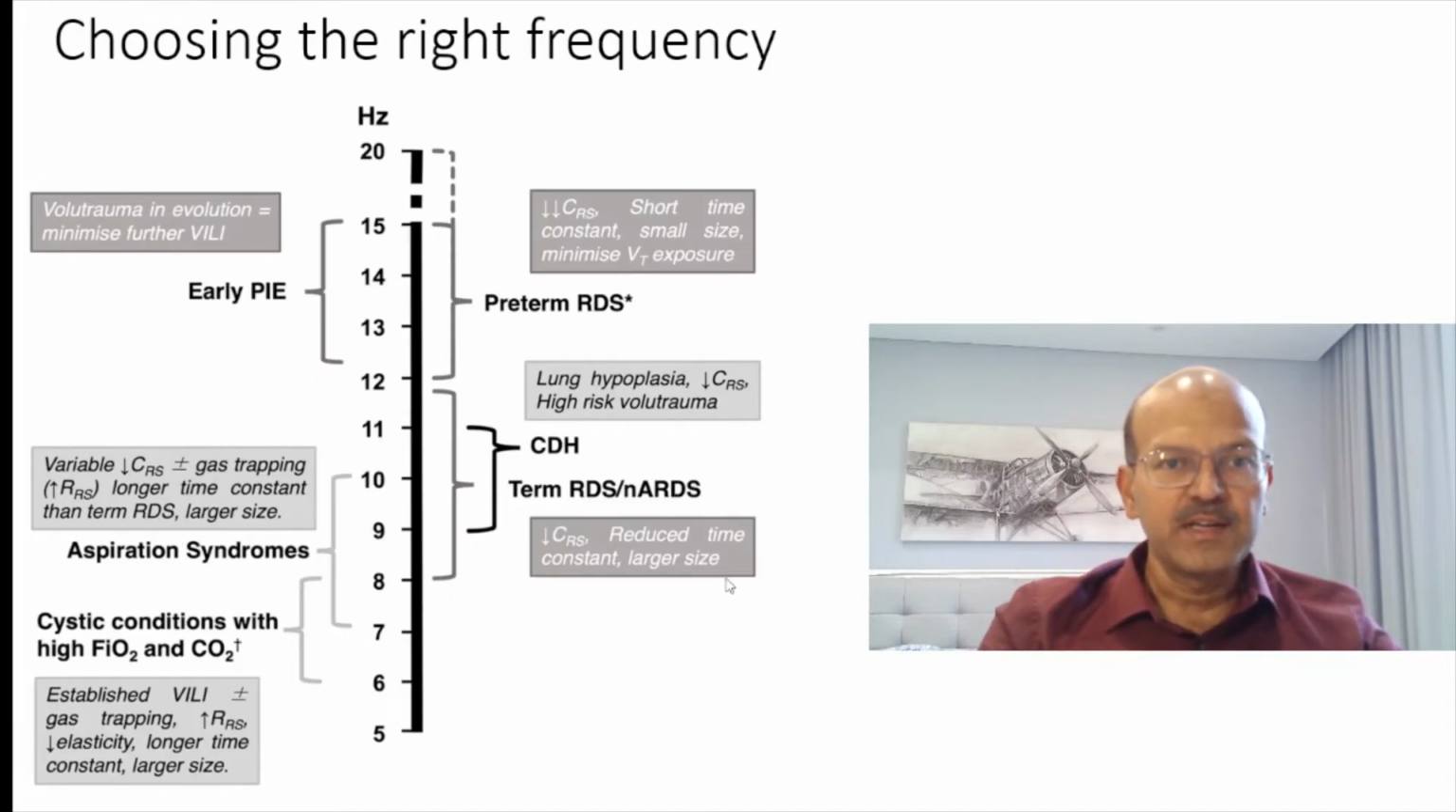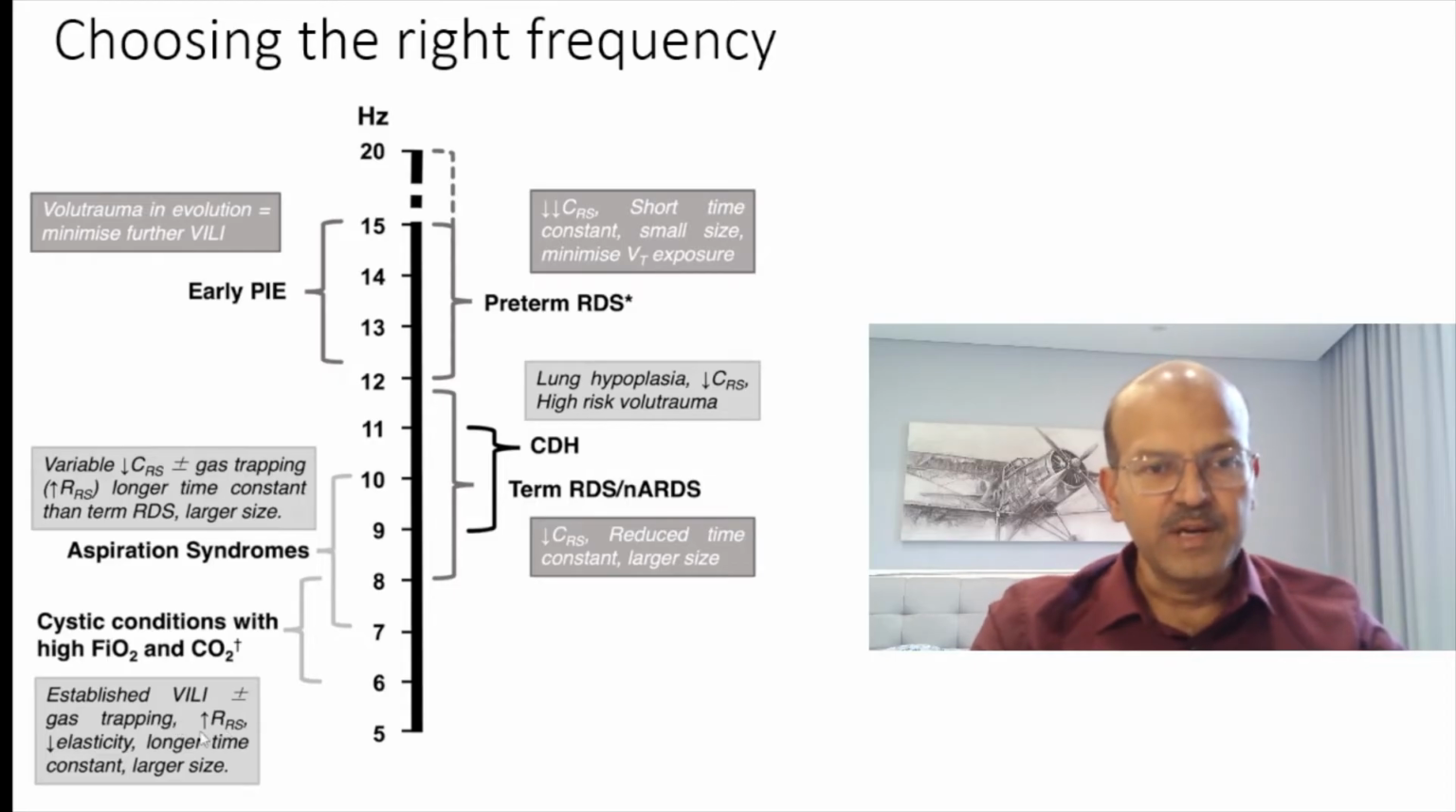This is a very useful figure, and it shows you the frequency range you target according to the disease. Where there is established lung injury, like in BPD, you have increased resistance, reduced elasticity, a longer time constant, and the babies tend to be bigger. So you would be having a frequency of 6 to 8 hertz typically. Where the lung compliance and resistance are variable, and the time constant is relatively longer with the larger size baby, like in meconium aspiration, you would have 7 to 10 hertz as the preferred frequency.